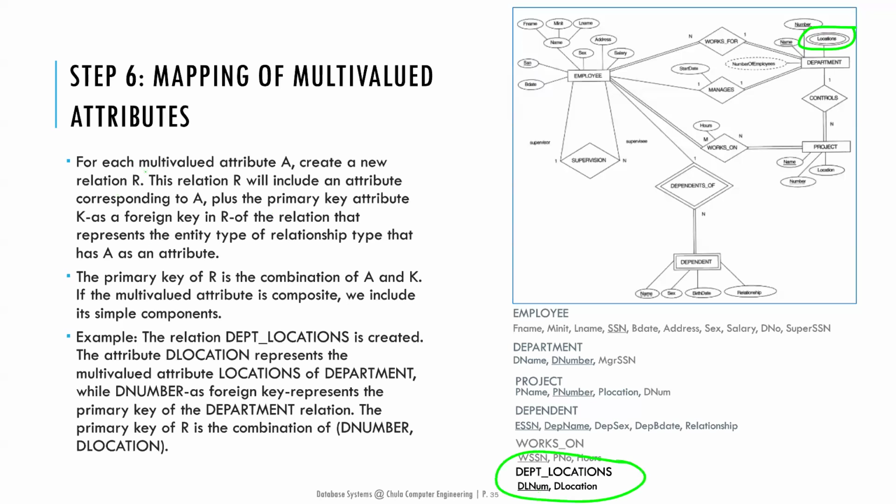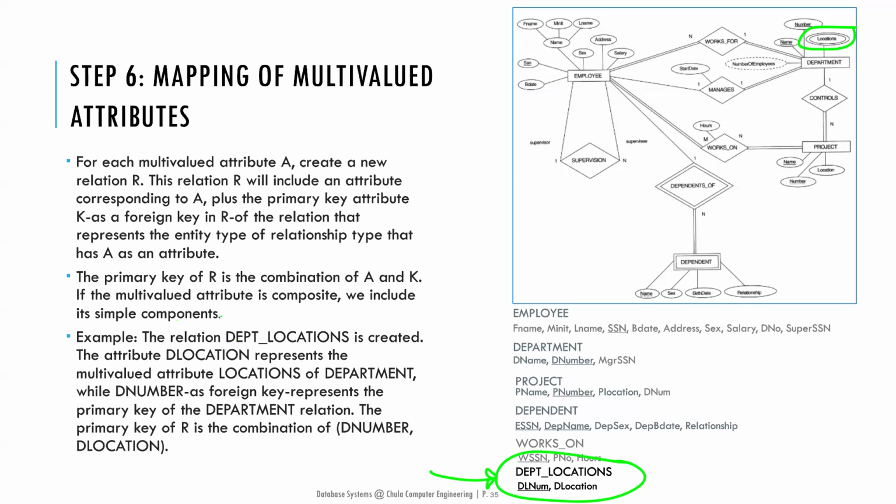Okay, so what we do here is that for each multi-valued attribute, it says create a new relation. So that's why I have this new relation called department location. And then I include an attribute corresponding to A plus the primary key attribute K. So I would take its attribute, which is the location, but the primary key of this is the number, right? So I call it DL, department location number, and D locations, which comes from here.